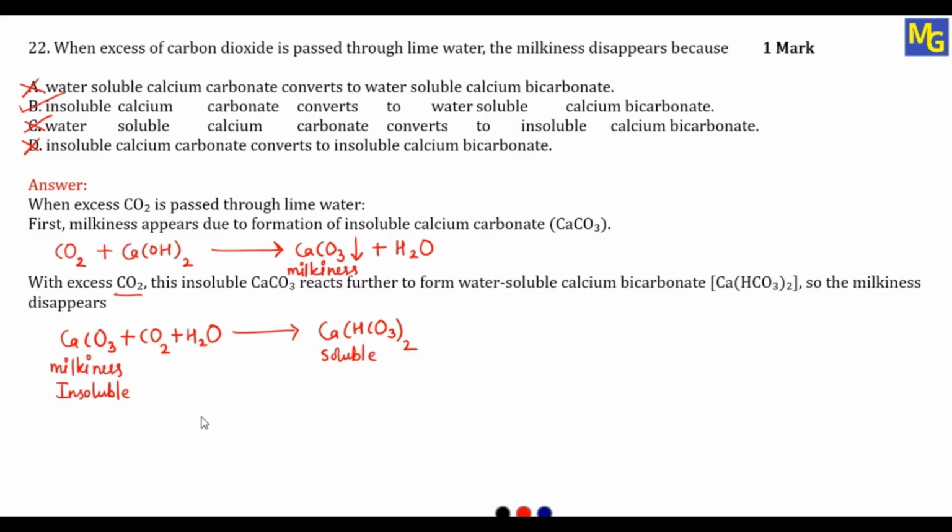Here I will write the answer. So I will write answer, that is option B. And in front of that we should write insoluble calcium carbonate, that is CaCO3, converts to water soluble calcium bicarbonate, Ca(HCO3)2. So this is our answer for question number 22. Now we will move to the next question.